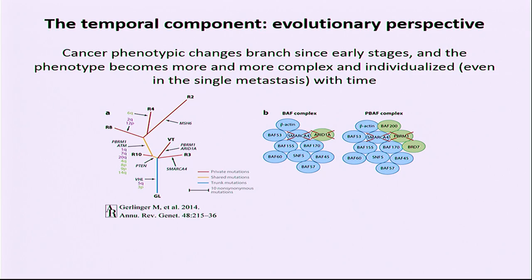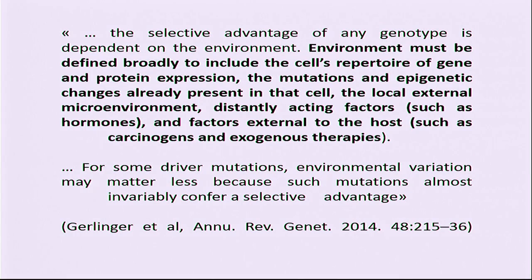So this temporal component is not really present in Rothman's model, and it's not present also in another model which has been put forward recently, well, not so recently, which is the hallmarks of cancer by Hanahan and Weinberg. So we have to consider the temporal component because it fits very well with the Darwinian interpretation. I cite this paper by Gerlinger, which is very clear about the idea of branching evolution. The selective advantage of any genotype is dependent on the environment.